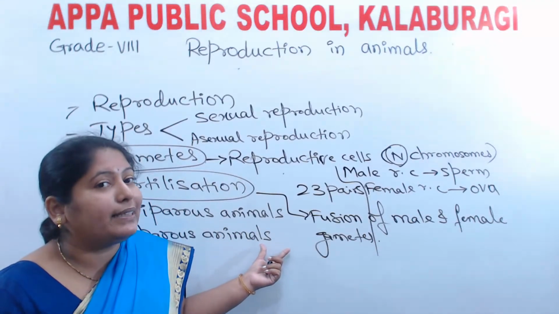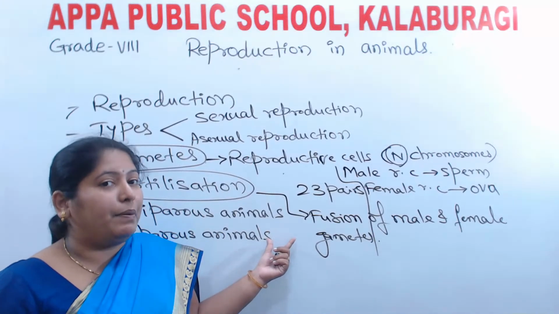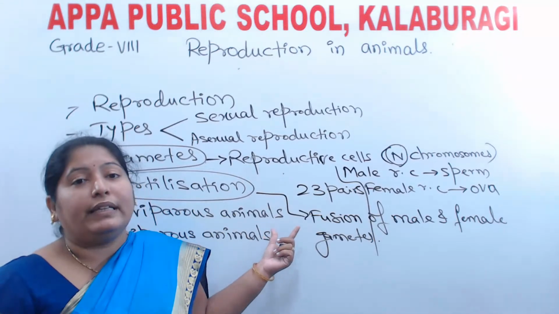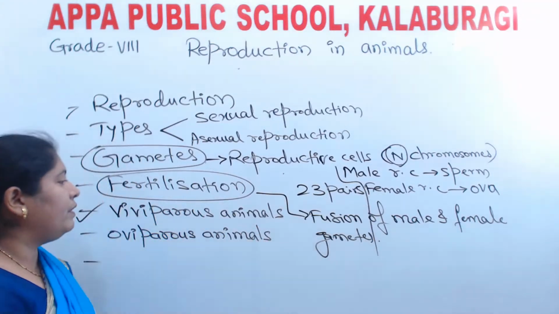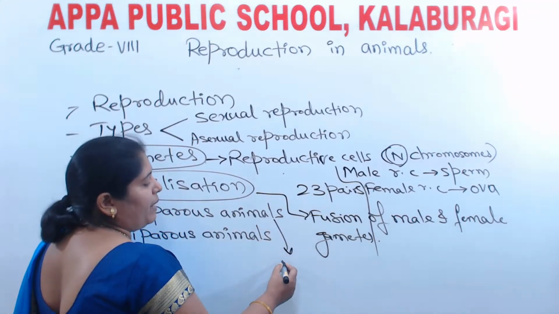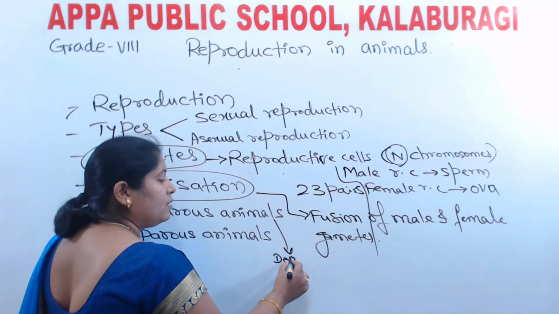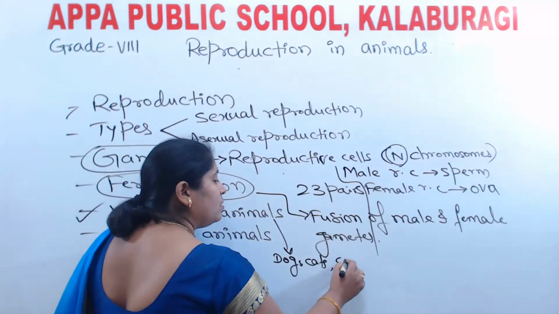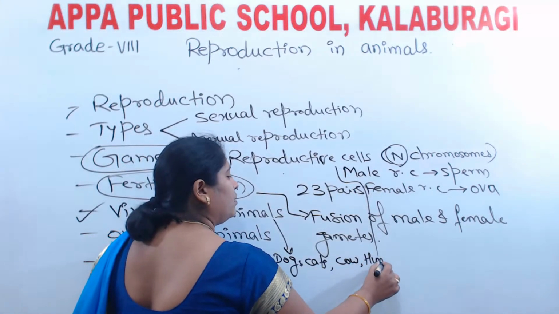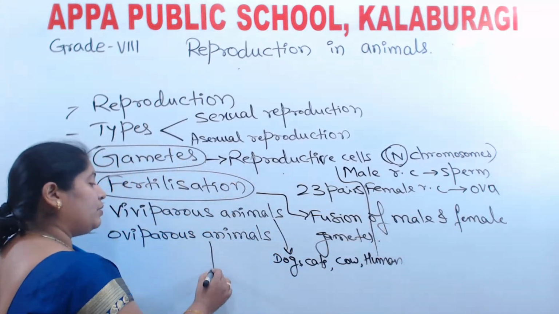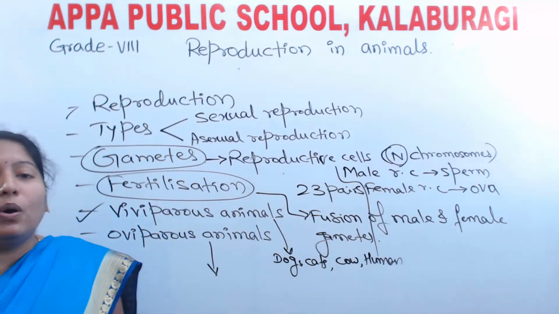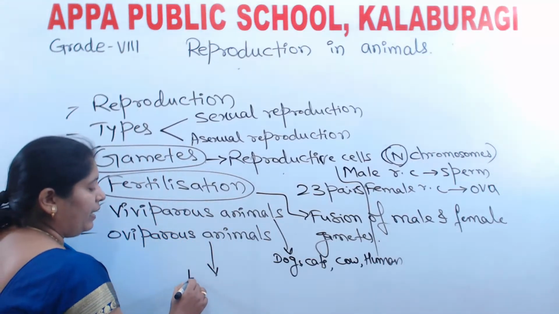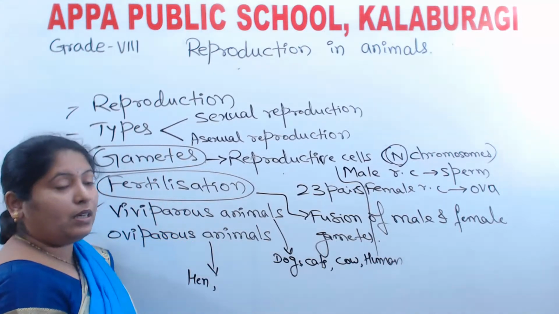Can you give some examples of viviparous animals? Viviparous animals give birth to young ones of their own kind. We can give many examples: dogs, cats, cows, human beings. Coming to the oviparous animals, the egg-laying animals: hens, ostrich.